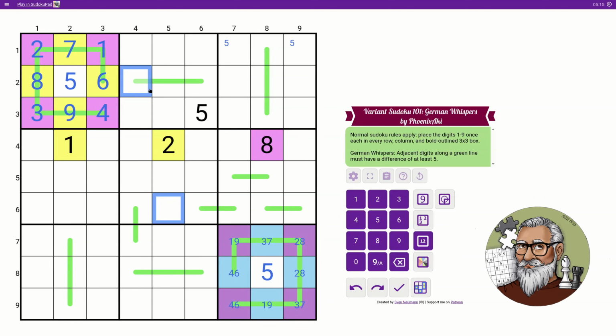Okay, so these are of the same color. How do I continue? Oh, I've already forgotten what I was doing. That's impressive. How do I continue?